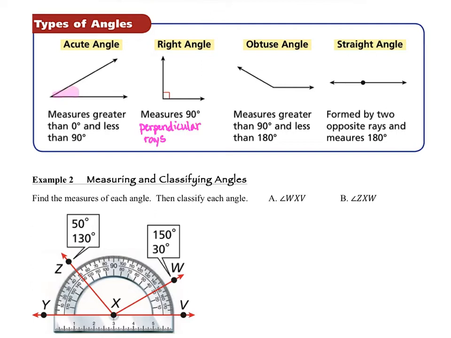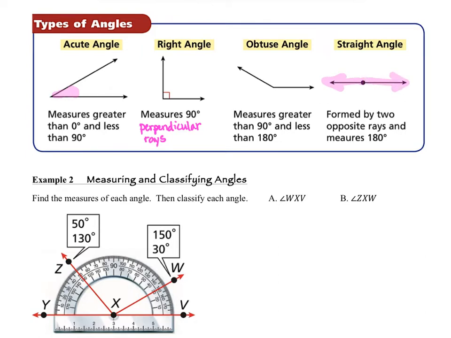You're also familiar with the term obtuse angle, and that is an angle that measures more than 90 degrees but less than 180 degrees, because once we hit 180 degrees, we call that a straight angle, and the straight angle is formed by two opposite rays, which we talked about in our first lesson in this chapter.